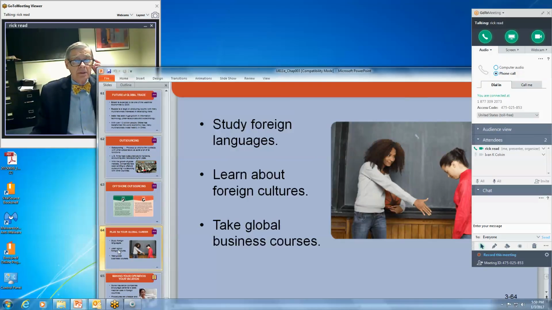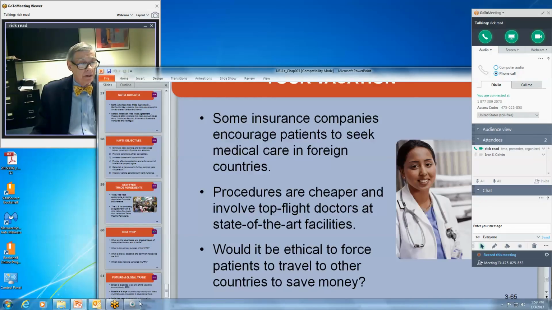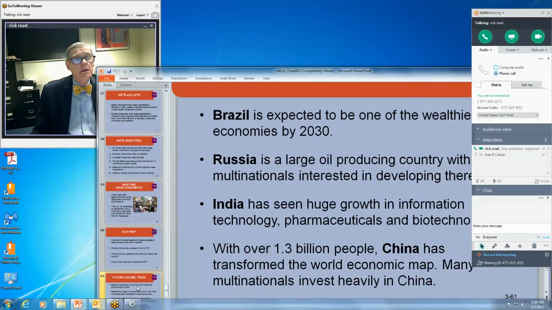If you want to get into foreign trade and doing business with foreign companies, which you may, even though you don't think you will, study a foreign language. Learn about the culture in other countries. Take global business courses. And we're going to pass on that. And I think that brings us to the end of chapter 3.